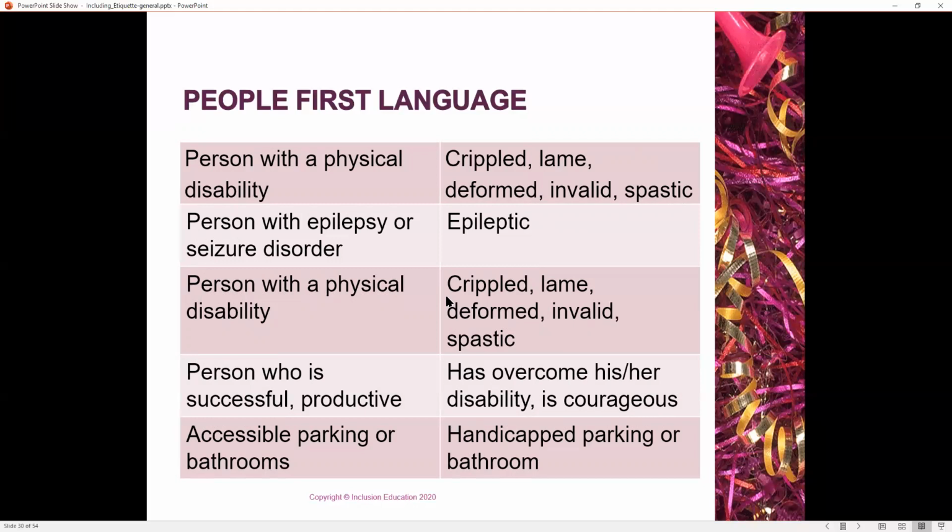It's probably not going to change soon as far as the signage. But if we can change the reference to it, at least people will think of it more positively rather than handicap, because handicap denotes, as we said before, an imposed barrier. So we want to refer to it as accessible parking and accessible bathrooms.